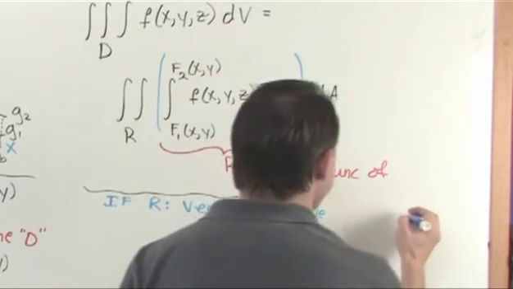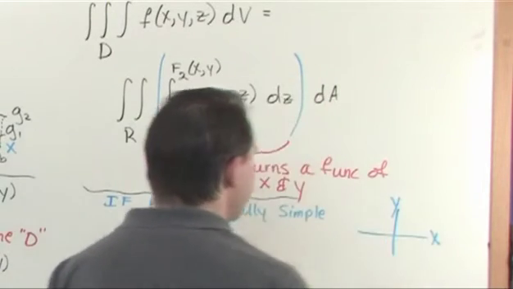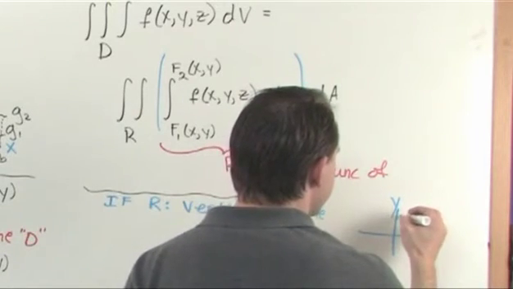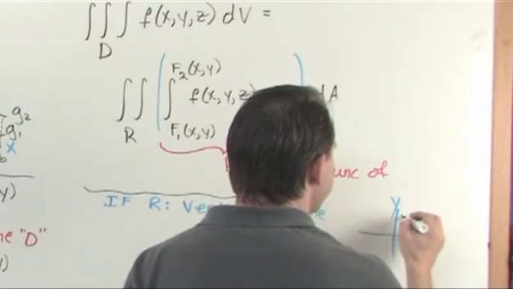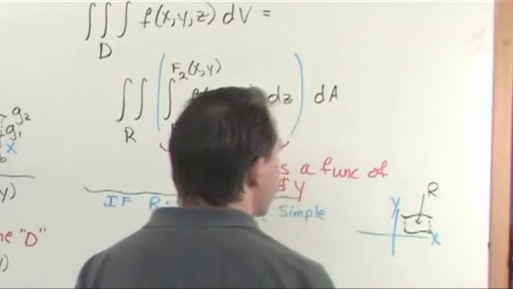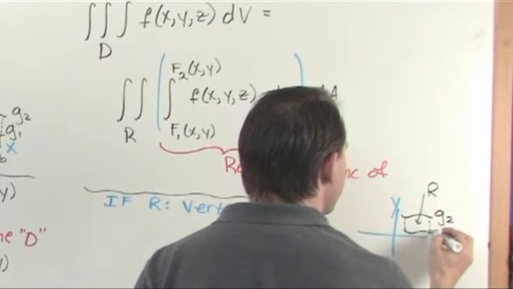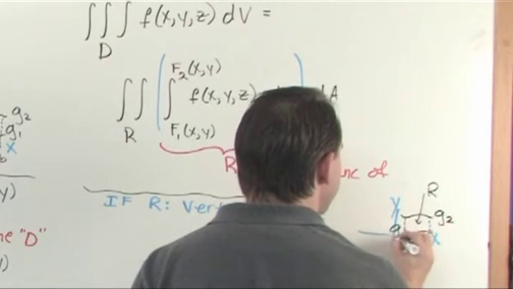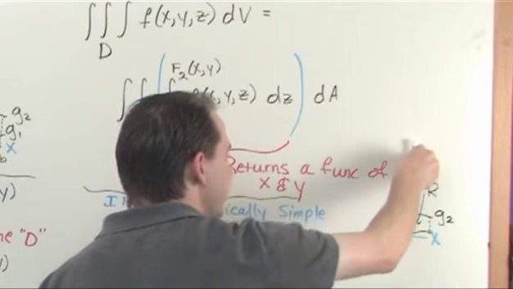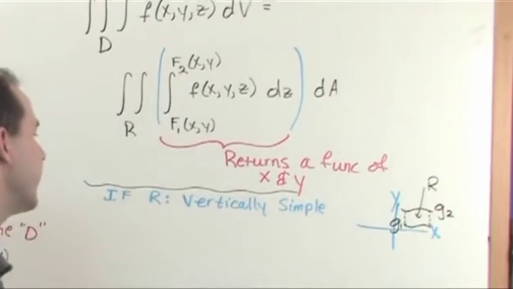What does vertically simple mean again? Just to refresh your memory, if this is x and this is y, vertically simple just means, and you can go back and look in the section on double integrals, that your region R is defined like this. This is R, and this is the function g sub 2, and this is the function down here, g sub 1. It's vertically simple because you can take a little pencil and pierce the first function and pierce the second function only one time.